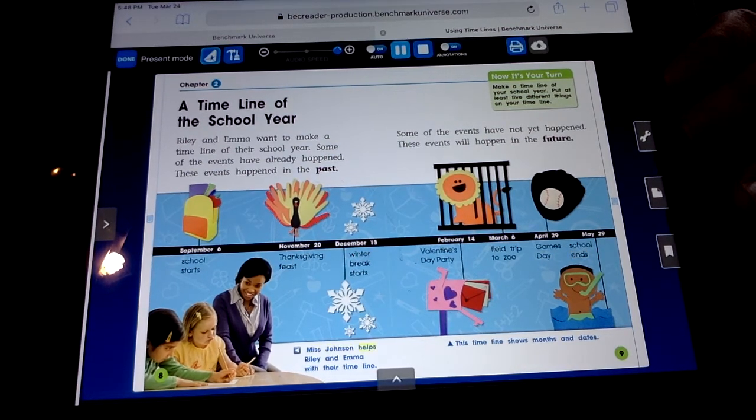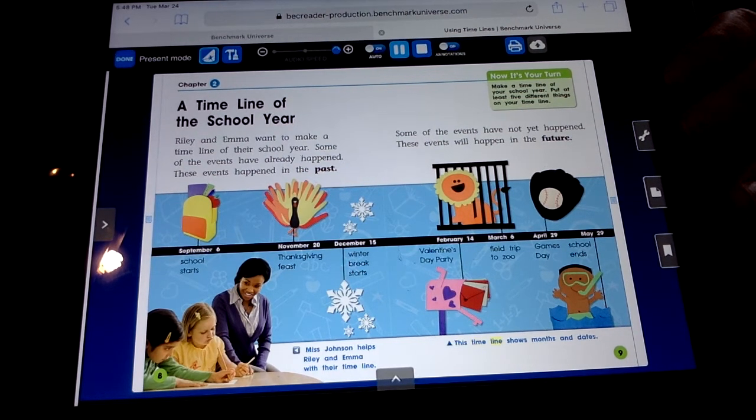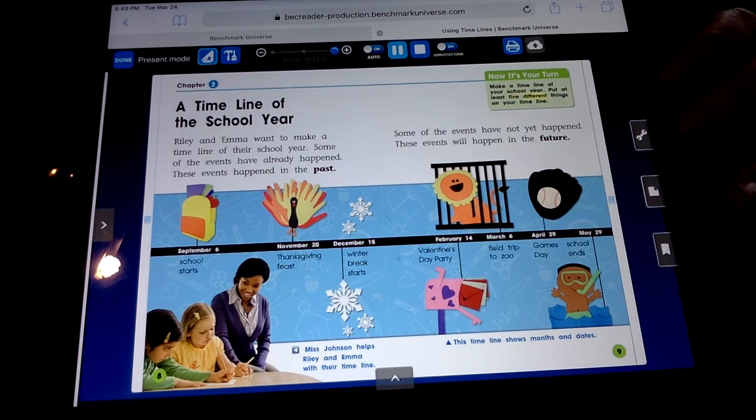Miss Johnson helps Riley and Emma with their timeline. This timeline shows months and dates. Now it's your turn. Make a timeline of your school year. Put at least 5 different things on your timeline.